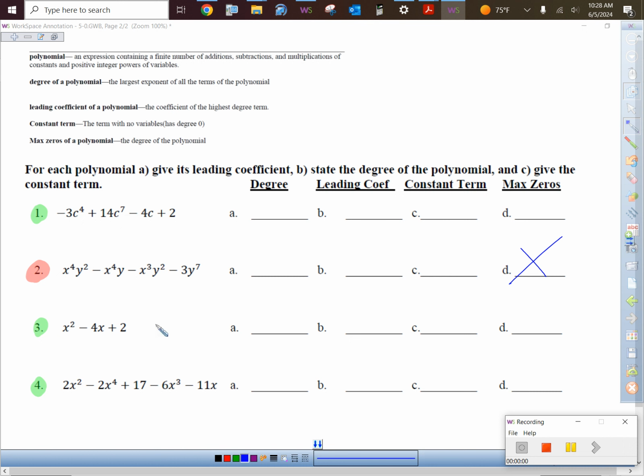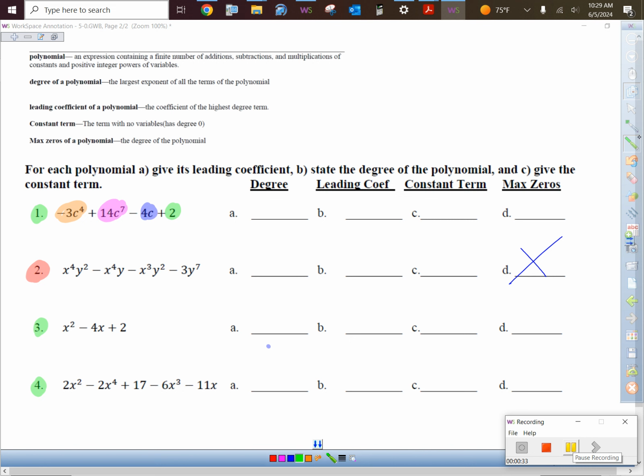In number 3, there's only x's. In number 4, there's only x's. And you can see in number 2, they have x's and y's. So let's start with the beginning one. The degree of the polynomial is going to be out of all these terms, like check out all the terms. The terms are separated by either addition signs or subtraction signs, or also even equal signs. But there's 4 different terms in this one.